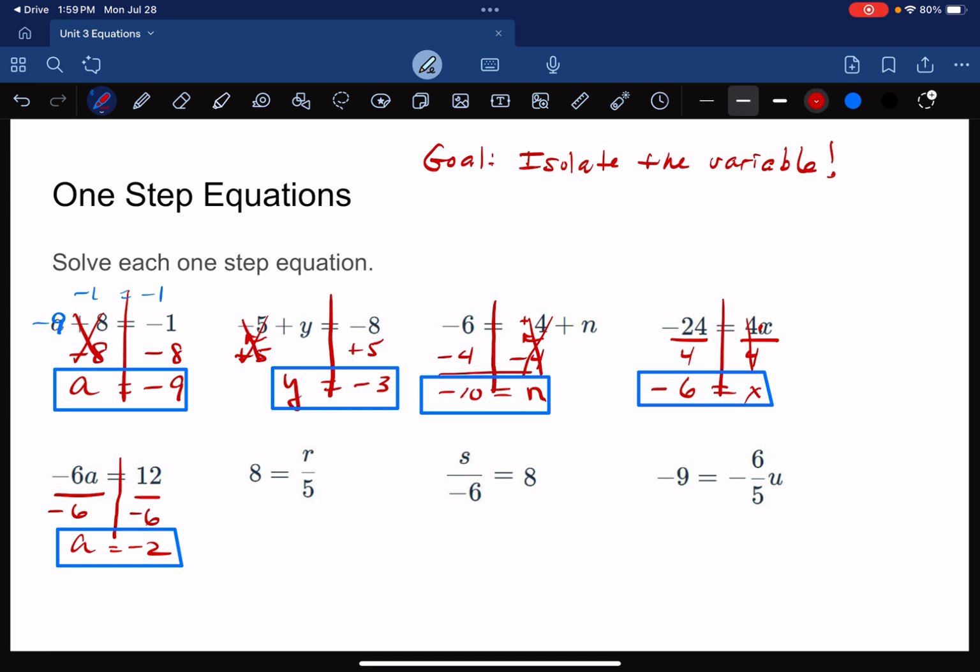Next problem, it looks like I've got an R on the right side and there's a 5 attached to it. And the attachment is division, so the opposite is to multiply. And these cancel. But I also multiply over here. So I get 40 equals R.